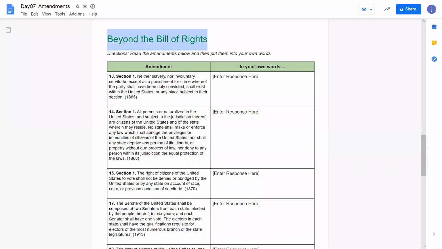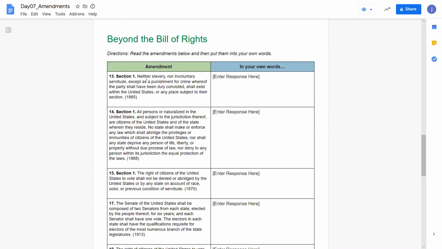Beyond the Bill of Rights. Directions. Read the amendments below and then put them in your own words. Here you'll find a chart with amendments on the left-hand side, and then on the right-hand side, you're going to write in your own words what they mean. I'm going to read each amendment and give some background information on the amendments.